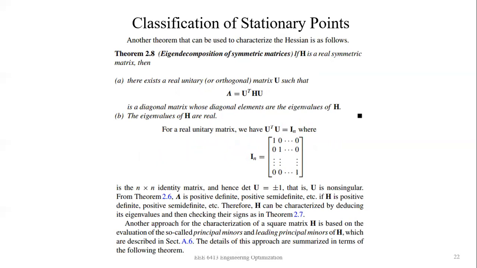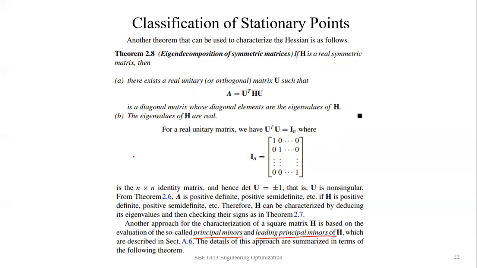Okay, so now the classification of your stationary point, theorem 2.8, eigen decomposition. This one has also been studied in earlier cases. Basically, we are trying to take the principal minor and the leading principal minor examples that we have studied previously. So the formal definition has been given here.